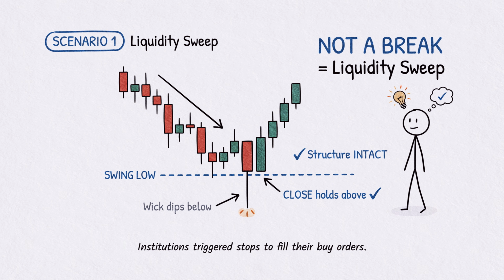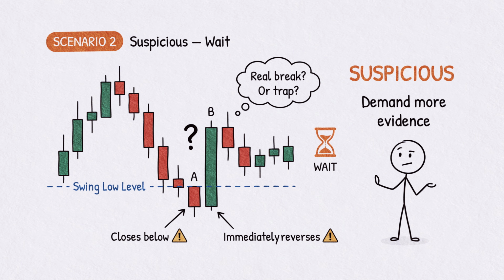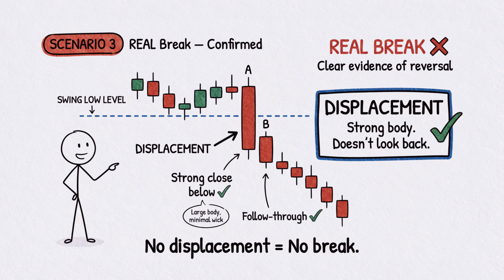Scenario 1. Price wicks below the swing low, then closes back above. That's not a break. That's what modern traders call a liquidity sweep. Institutions triggering stop losses to fill their orders. The wick went down, but the close held. Structure is intact. Scenario 2. Price closes below the swing low, but the next candle reverses immediately. This is suspicious. Wait.